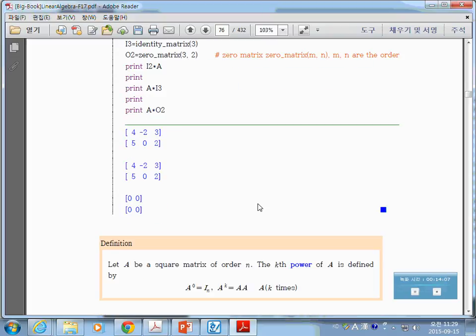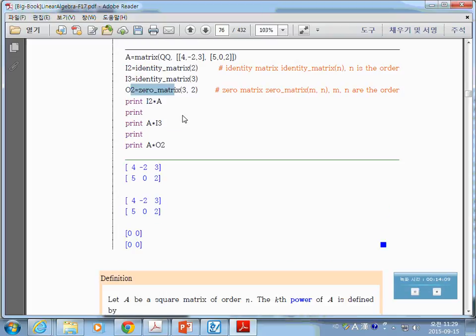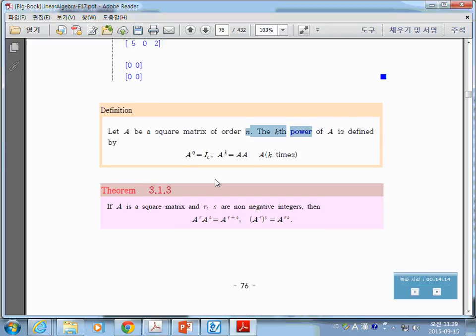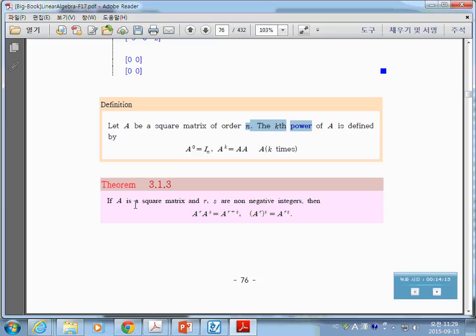Okay, and if you subtract zero matrix, the k-th power of matrix A can be defined in this way, and the product of the matrix can have this property. The r-th power of A times the s-th power of A is the same as the (r plus s)-th power of A, and the s-th power of the r-th power of A is the same as the rs-th power of matrix A. This is an important property as well.